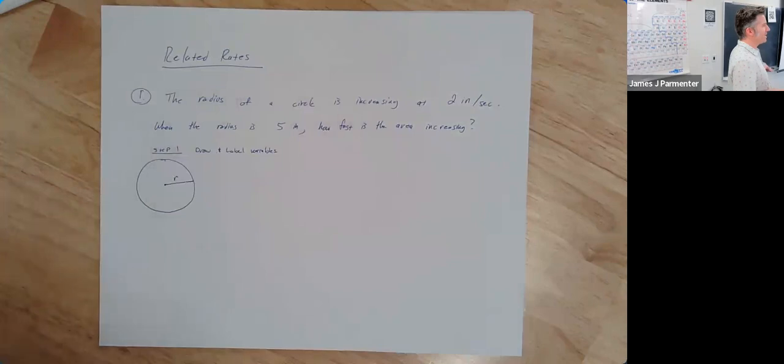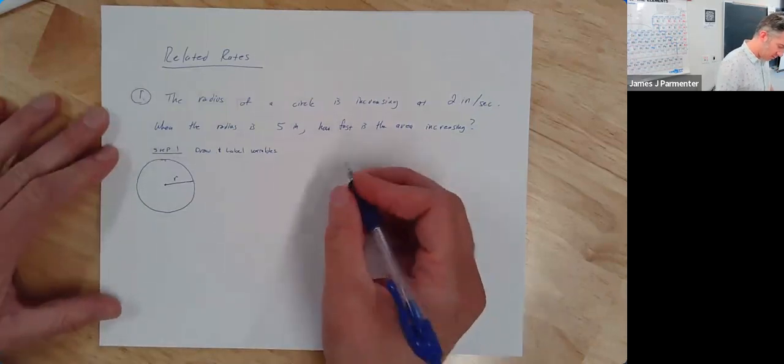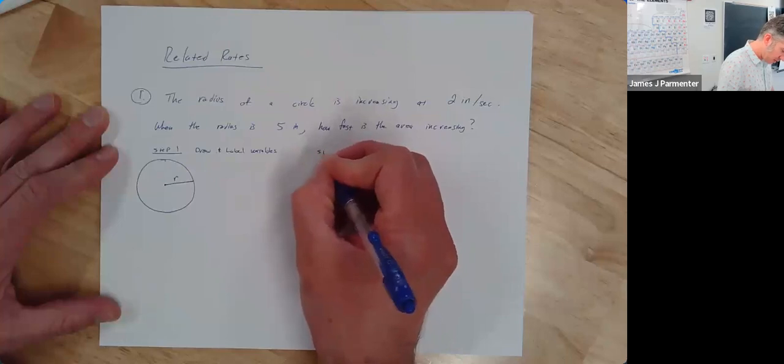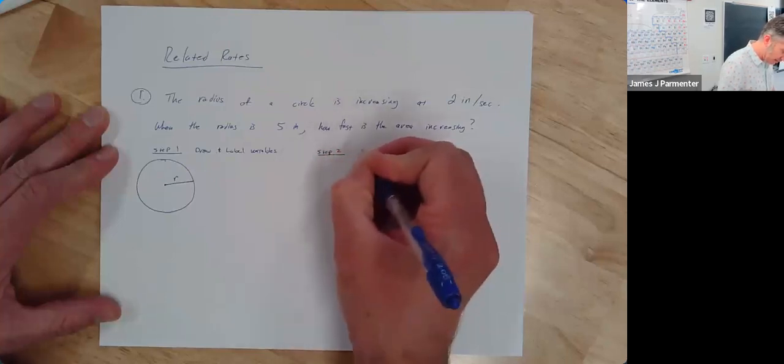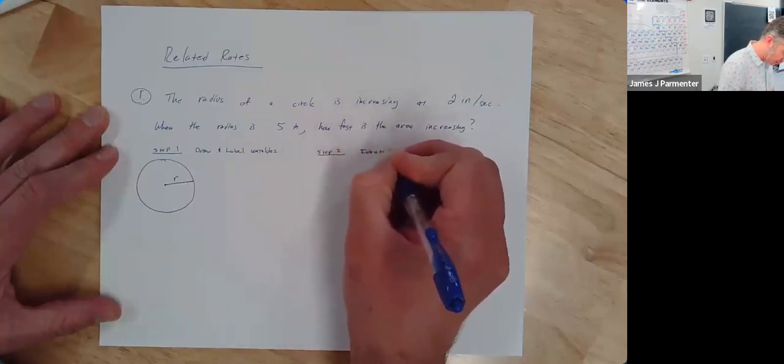It doesn't really make sense to label the area here. Like you could shade in the circle and call it the area, but that seems kind of silly, so I'm not going to do that. The second thing to do is to identify what is changing.